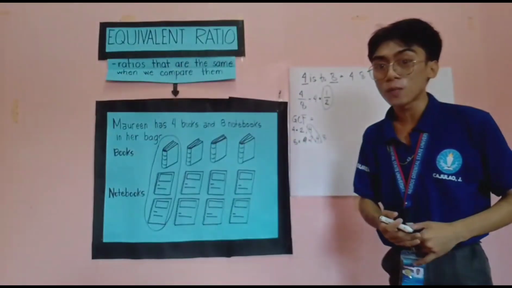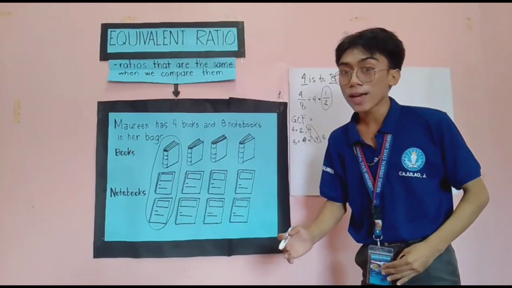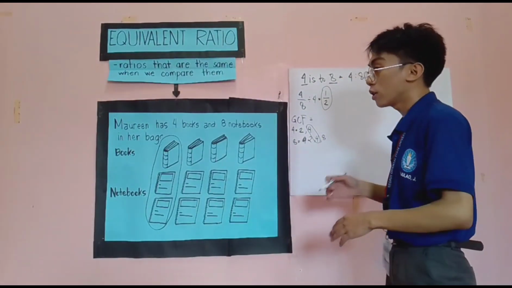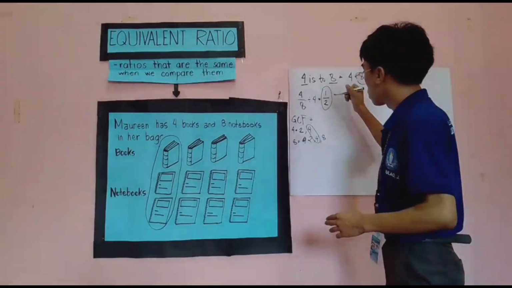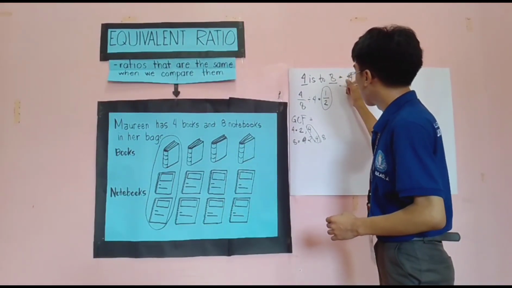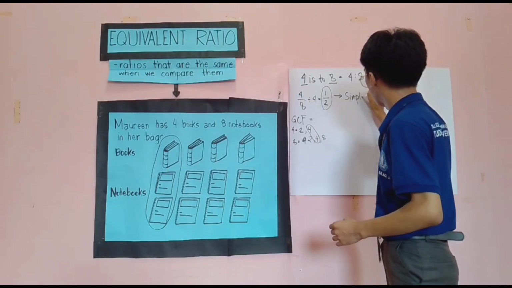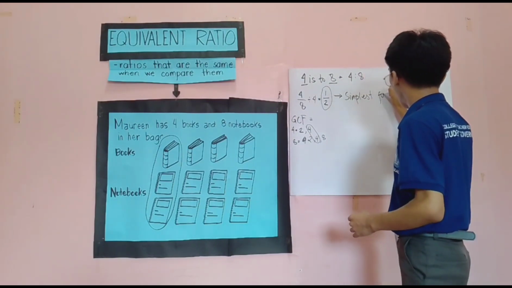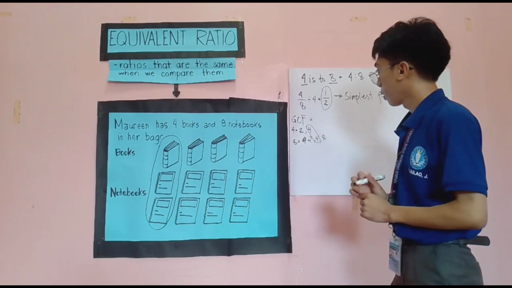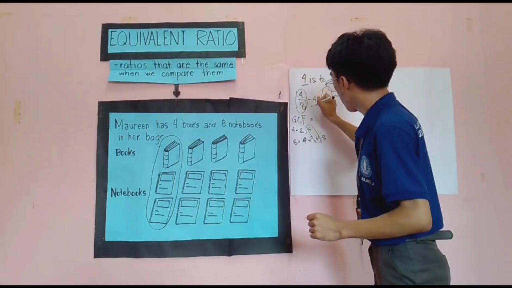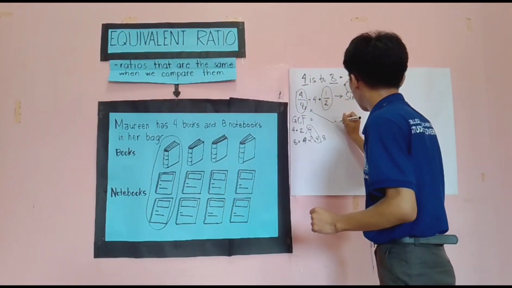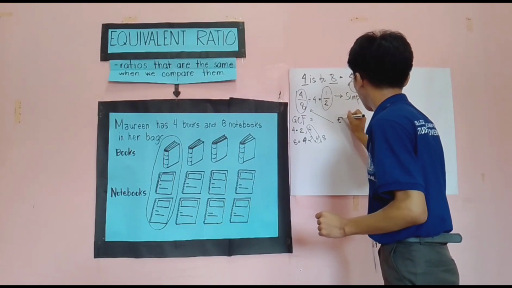The simplest form is the lowest or smallest number. So the smallest number is now our simplest form. And this is our equivalent ratio.